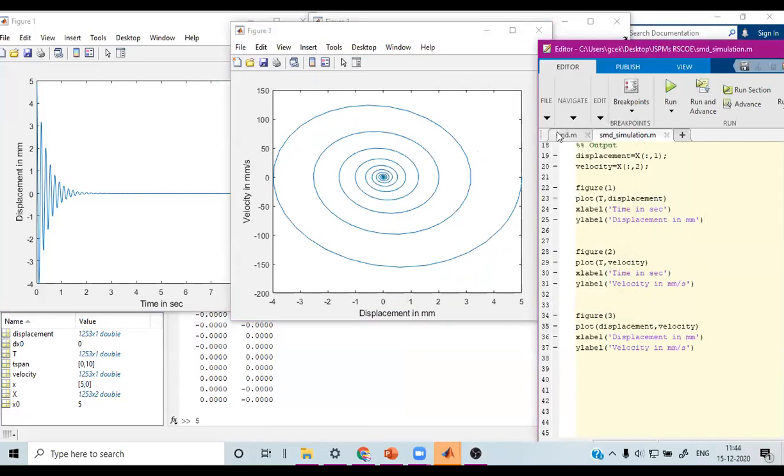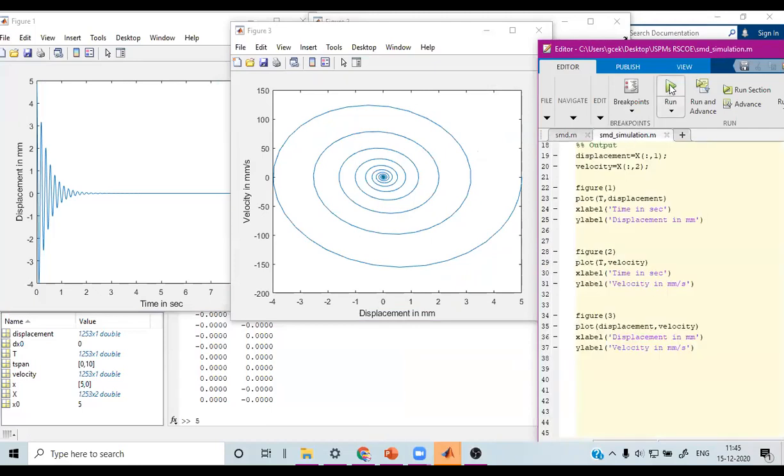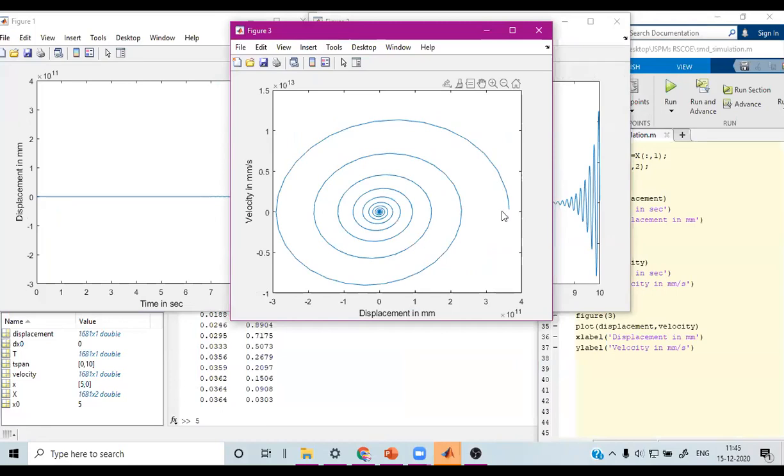So, if I put this damping to a negative value, you can play around with these values. And obviously, the amplitude goes increasing.